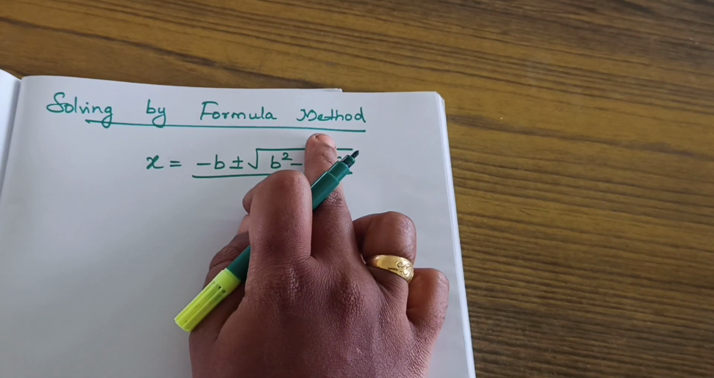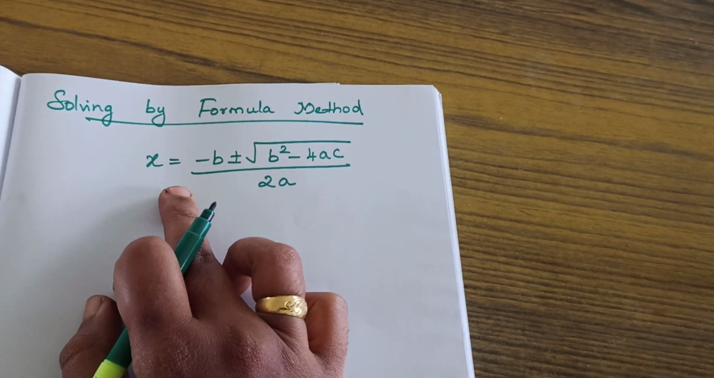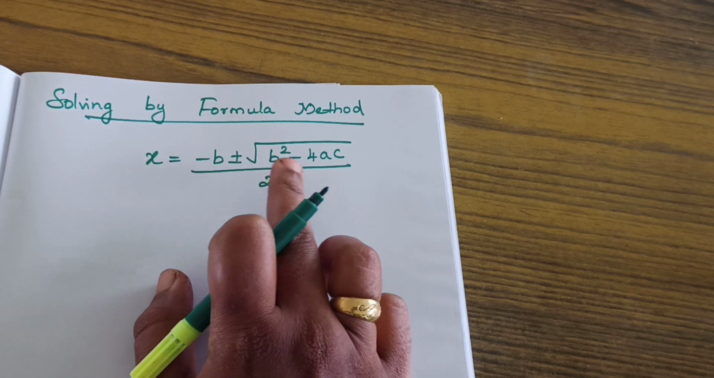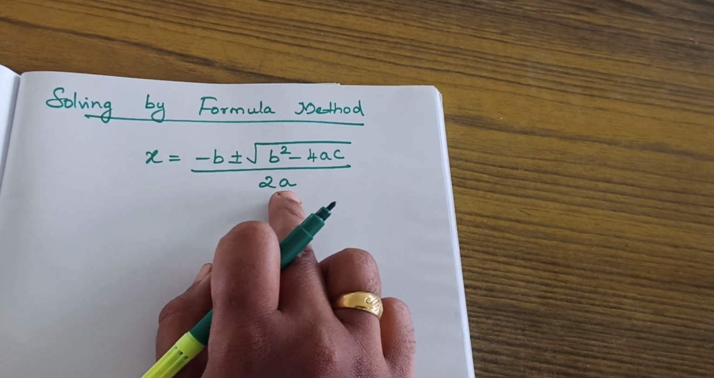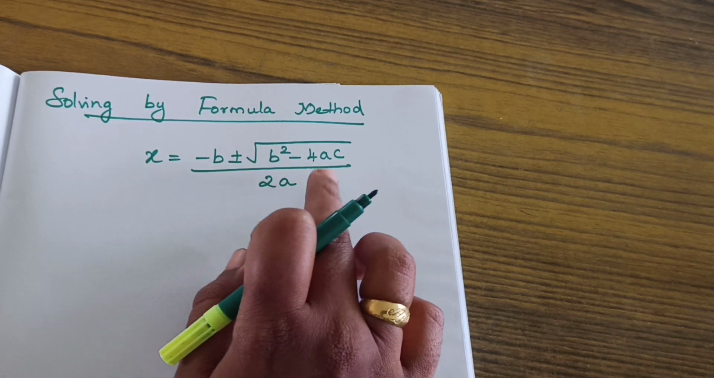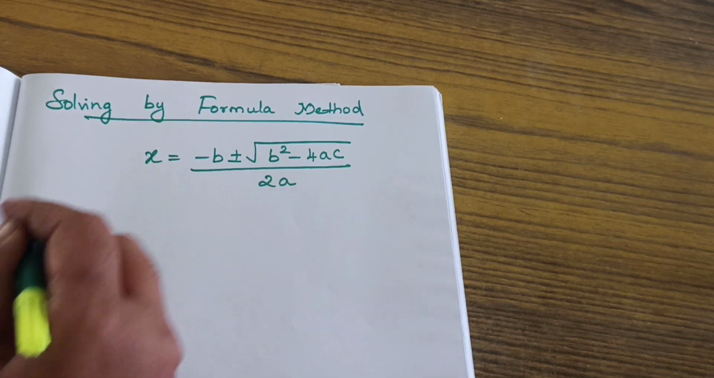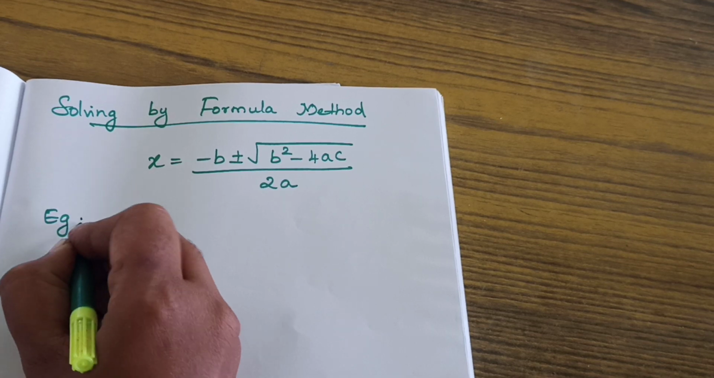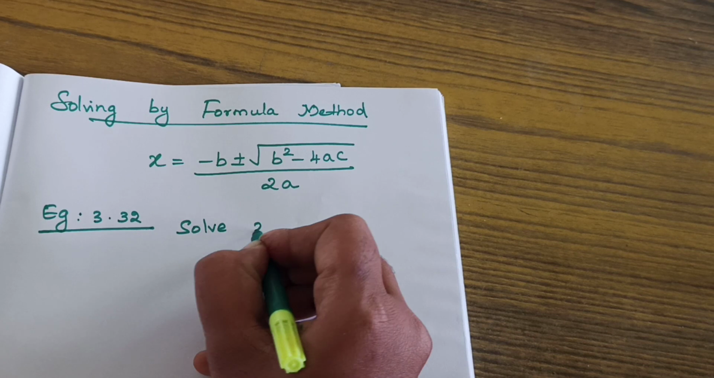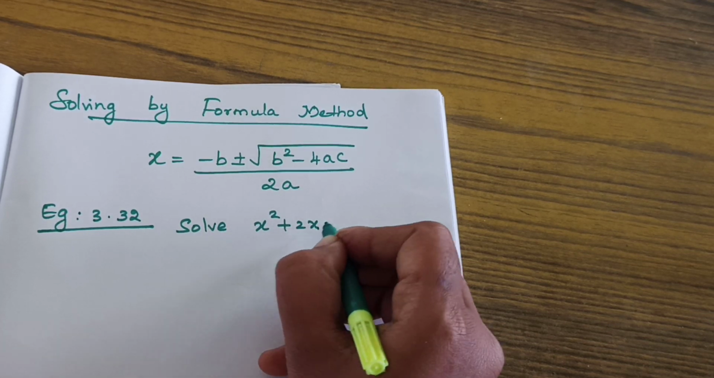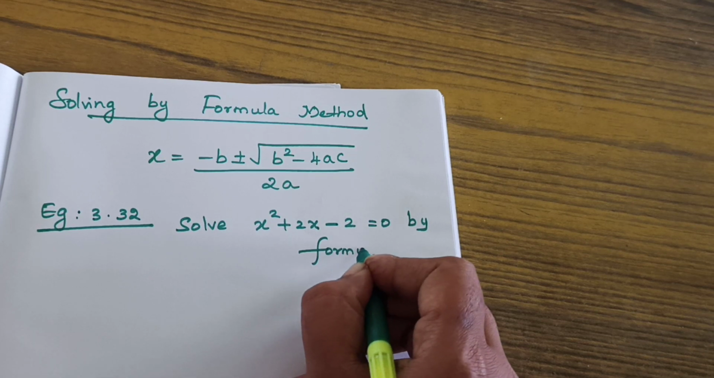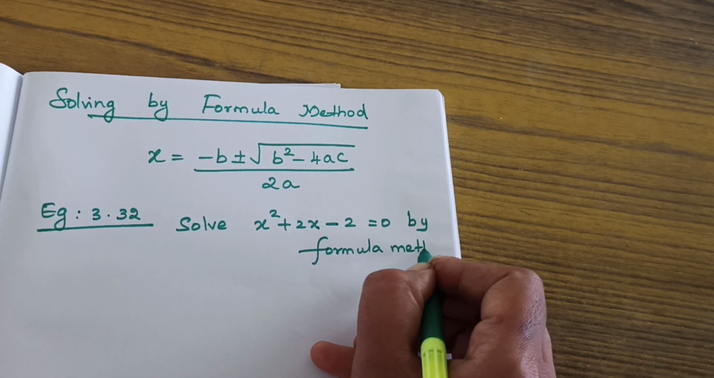Now solving by formula method. You need to study this formula. X is equal to minus b plus or minus square root of b square minus 4ac by 2a. Let's learn this, students. Minus b plus or minus square root of b square minus 4ac by 2a. Okay, now book example. Example 3.32. Solve x square plus 2x minus 2 equal to 0 by formula method. So definitely you need to use the formula method only.